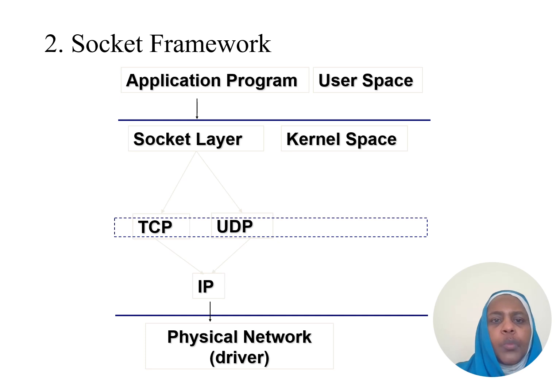The socket framework consists of 5 layers. First, we have the application program in the user space, and the socket layer itself in the kernel space. Then comes the transport layer protocols, TCP or UDP. Then comes the IP protocol. Lastly, the physical network represented by the physical network driver.